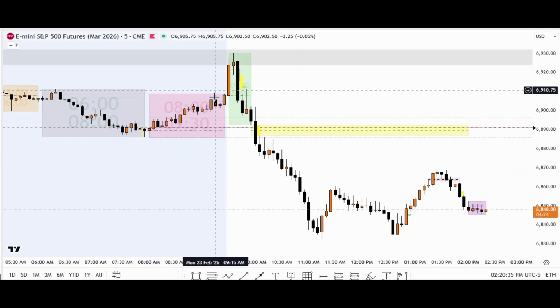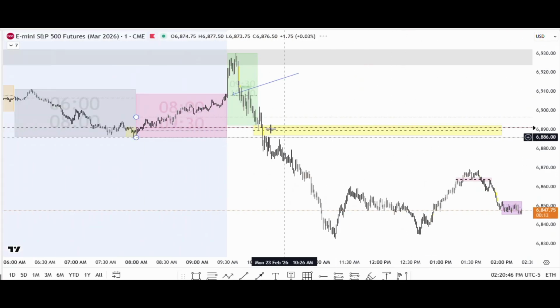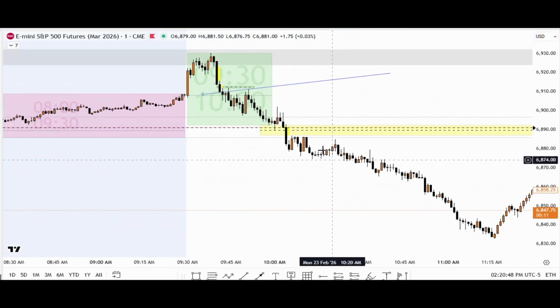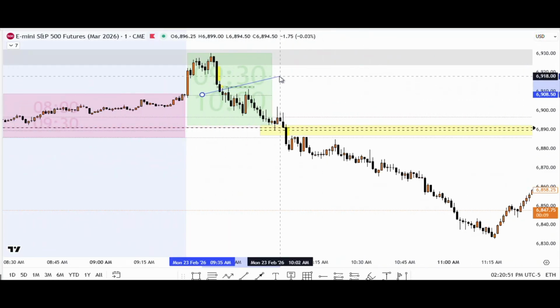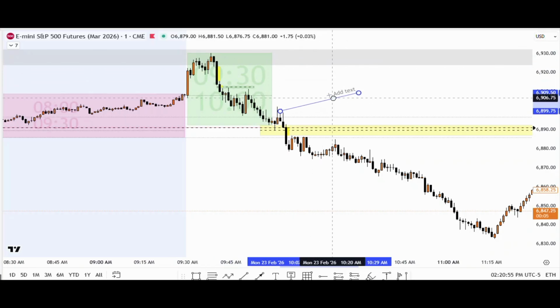Okay, so right here we had the 9:30 open. So I'm on ES and on 5 minutes. I'm just going to go to the 1 minute because that's where the trade was. So we have the 9:30 open. Now we're waiting for direction. That's the first thing we're waiting for between 9:30 and 10:15.